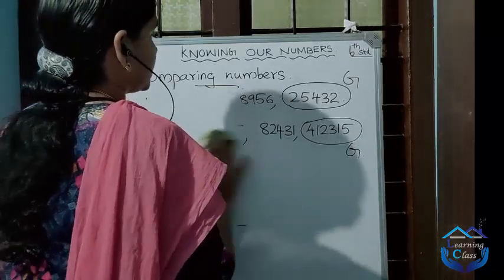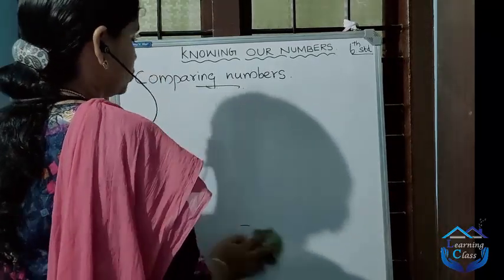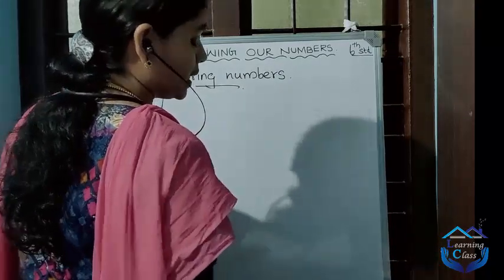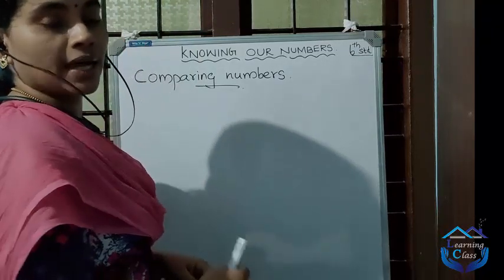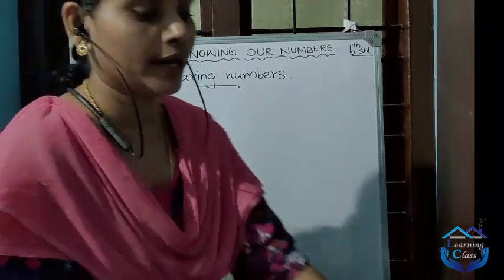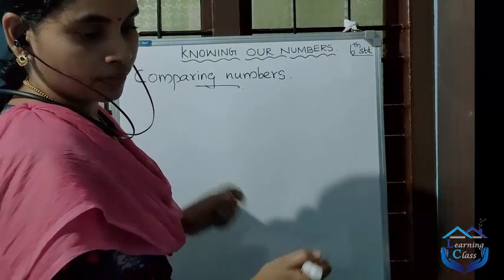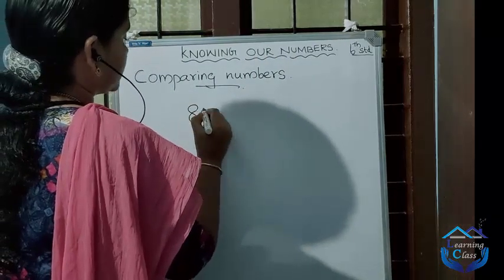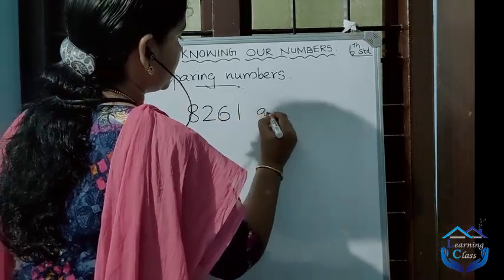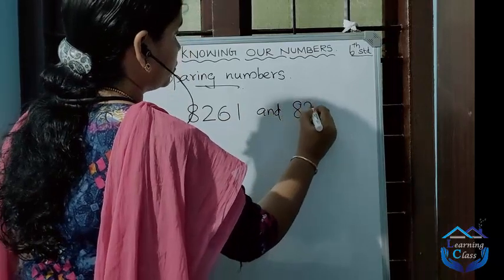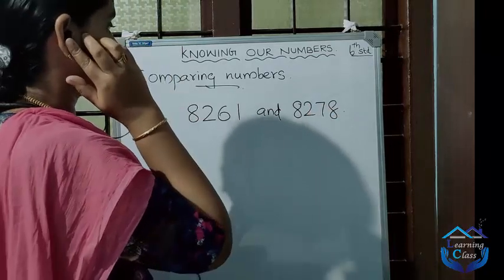Now let me check another example. If the numbers given have the same number of digits, then how can we identify the greater one? Let me check with 2 examples. Here 8261 and 8278. We are going to check with these 2 numbers.